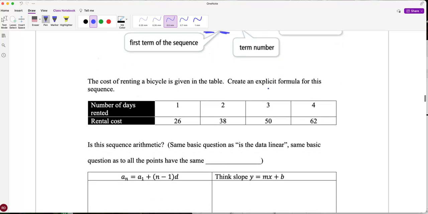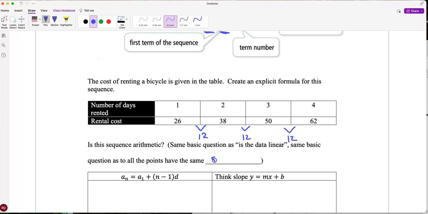So let's look at this. The cost of renting a bicycle is given in this table. Create an explicit formula for this sequence. Is this sequence arithmetic? So if you look at the numbers 1, 2, 3, and 4 as I count them, the difference between these two is what? 12. The difference between these two is 12. The difference between these two is 12. So every time I'm going up by the same value. So this is an arithmetic sequence, okay?